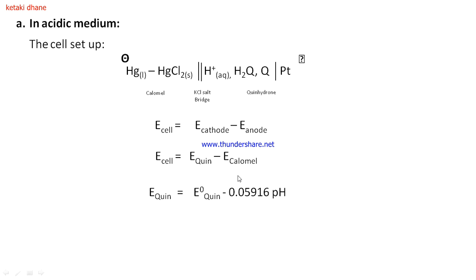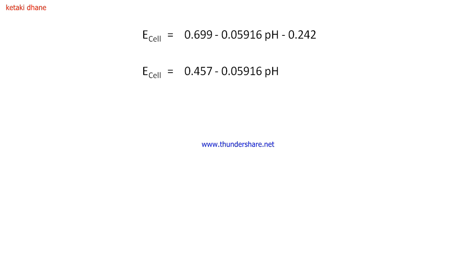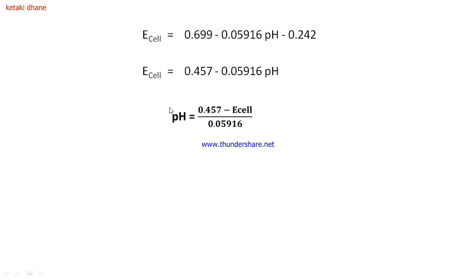So the potential generated in this electrode is the potential of the quinhydrone electrode, E standard of quinone, minus 0.05916 of pH, minus the potential generated at the calomel electrode. This is the calculation of the pH value in the acidic solution, by simplifying the above equations.